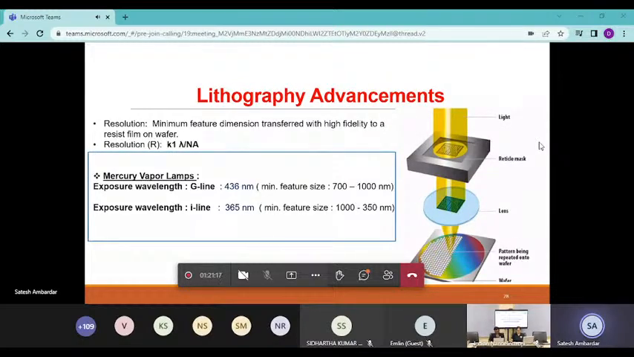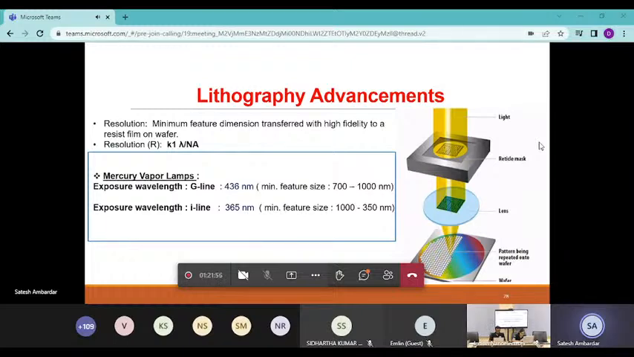So let me talk about the lithography advancements. First of all, let me tell you that lithography is the most important and critical process, besides other processes. But for lithography advancements, we would not have seen the improvement in the technology nodes, because IC fabrication is tightly related to optical physics, where lenses and mirrors are the primary components of any lithography system. So what is resolution?